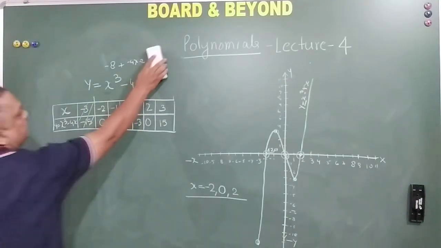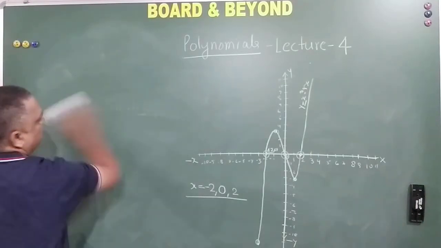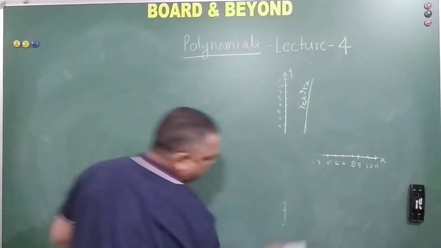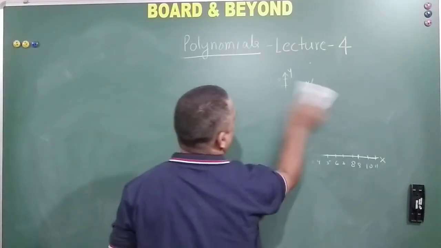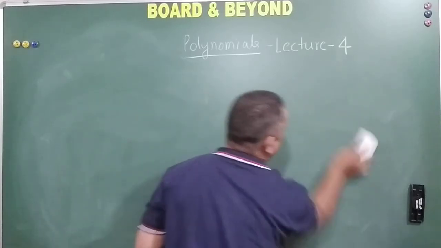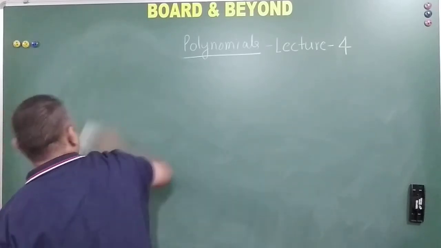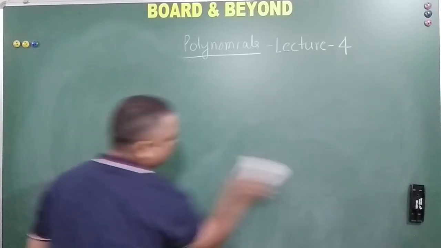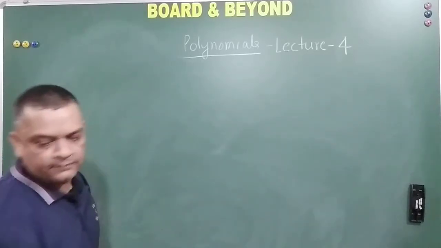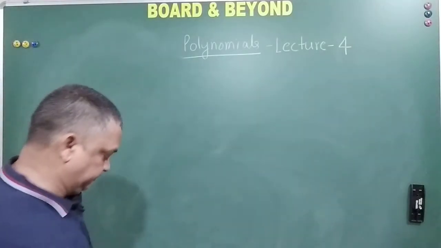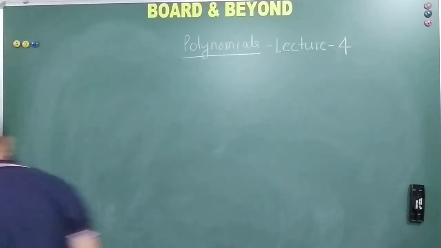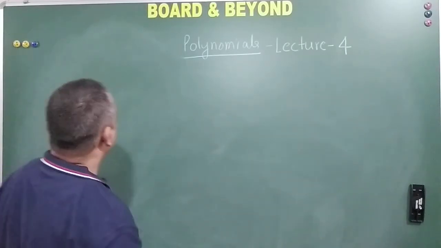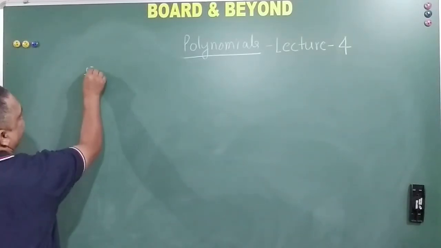Now, so friends, we have seen how we plot a linear polynomial, quadratic polynomial and a cubic polynomial on the graph sheet, and then how to find out the roots of these polynomials from the graph. Now we will take a cubic polynomial.